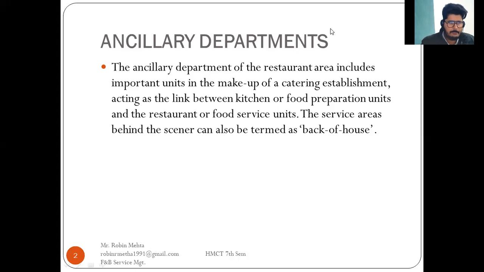The service areas behind the scenes can also be termed back of the house areas, which I already told you. Ancillary areas are called the back of the house area, or the back of the house area is also known as the ancillary departments.